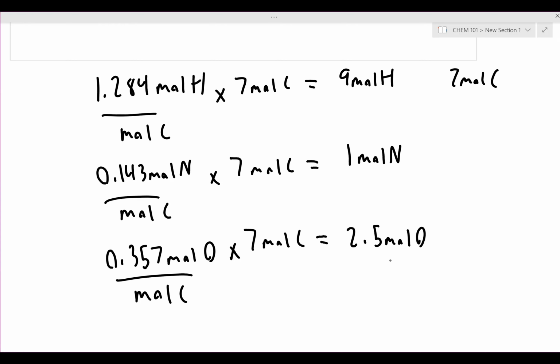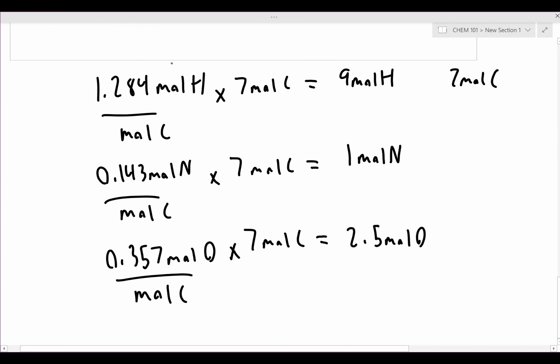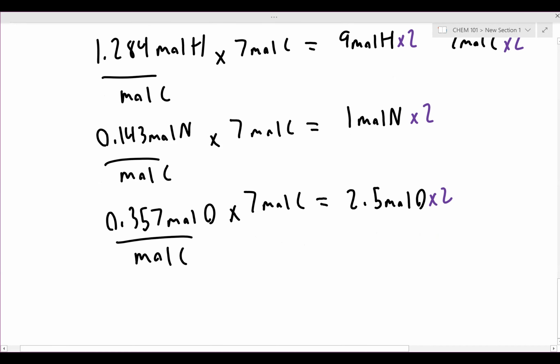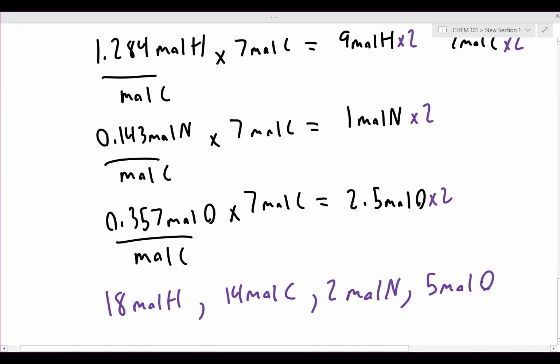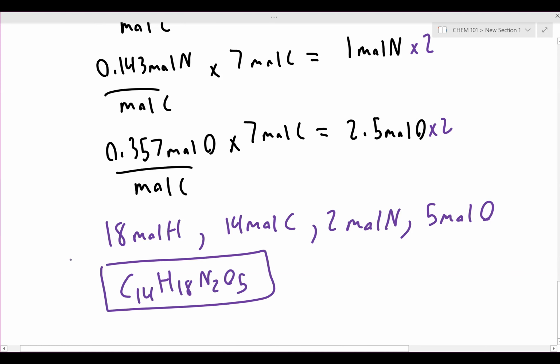2. So what we're going to do is take all of these mole ratios and multiply them by 2. Does that make sense? Okay. So then, in the end, we get 18 moles of hydrogen, 14 moles of carbon, 2 moles of nitrogen, and 5 moles of oxygen. Okay, so that's our theoretical assignment. And now all we have to do is write out our formula. So C14H18N2O5. Wow, that's quite a whopper.